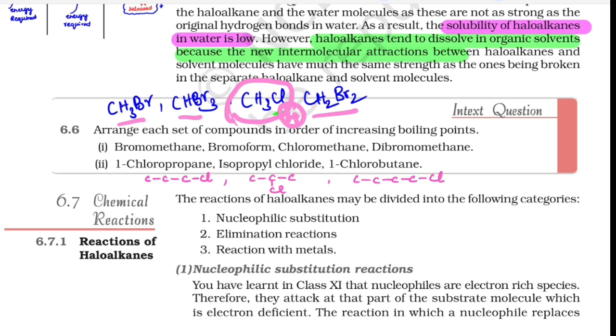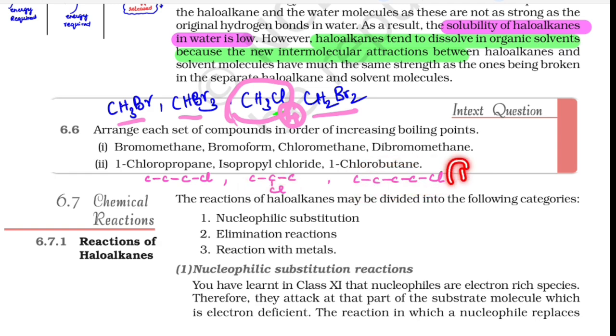Next is 1 chloropropane, isopropyl chloride, and then 1 chlorobutane. So 1 chloropropane means 3 carbon atoms and 1 halogen, that is chlorine, is attached. Isopropyl chloride is 3 carbon, and you can see 1 branch is present. And then 1 chlorobutane. Butane means 4 carbon atoms are there and 1 chlorine is present. So here 3 carbon, and here 4 carbon atoms are present. So therefore the mass will be high here.